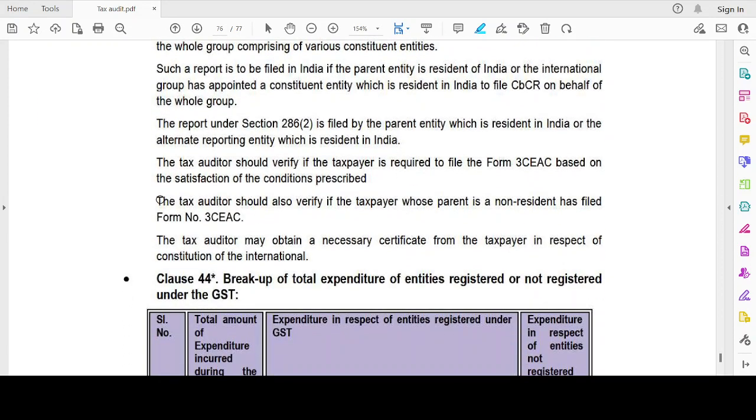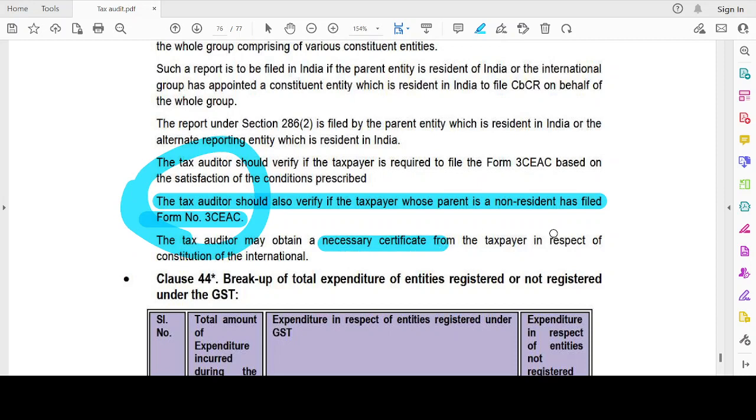Now, the tax auditor should also verify whether the taxpayer whose parent is a non-resident has filed Form 3CEAC. Obtain the necessary certificate from the taxpayer in respect of the constitution of the international group.